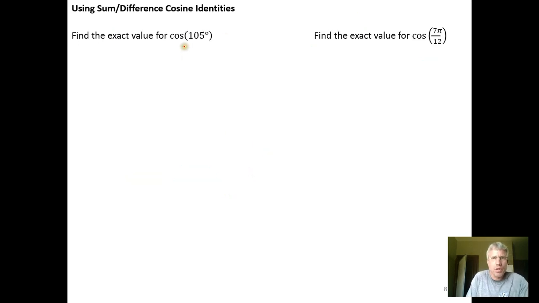So here we have the cosine of 105 degrees, and the goal when you get something that looks like this is to try to write it as a sum or difference of two special angles, or angles for which we know the special angle in quadrant 1. So 105 degrees, what we want to notice is that 105 degrees is just 60 degrees plus 45 degrees.